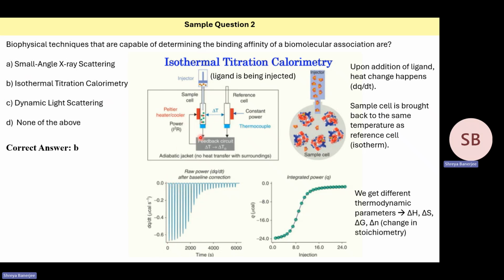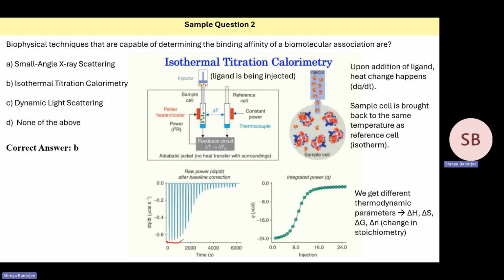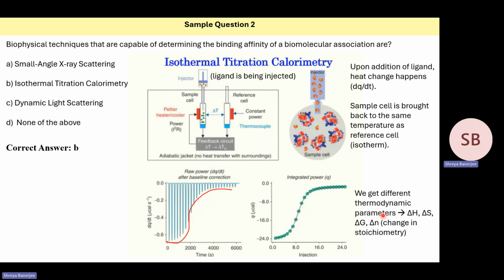When you have injected a lot of ligand, there is a different heat change. So like that, you can plot dQ/dt with time of injection, and you will get a certain plot. You can basically take the outer side of this plot to get a sigmoidal plot. And from this sigmoidal plot, you will be able to get the enthalpy of the protein-ligand interaction, the entropy change, the Gibbs free energy change. So all the thermodynamic parameters of the protein-ligand interaction.